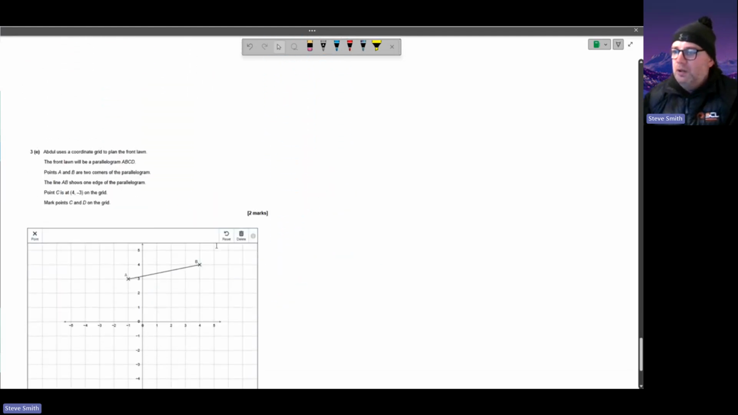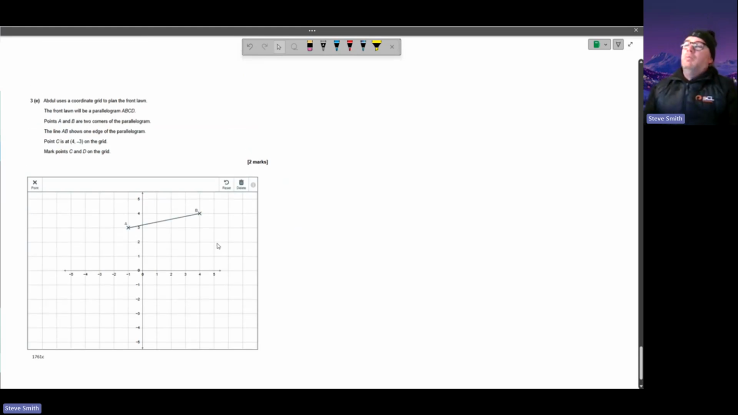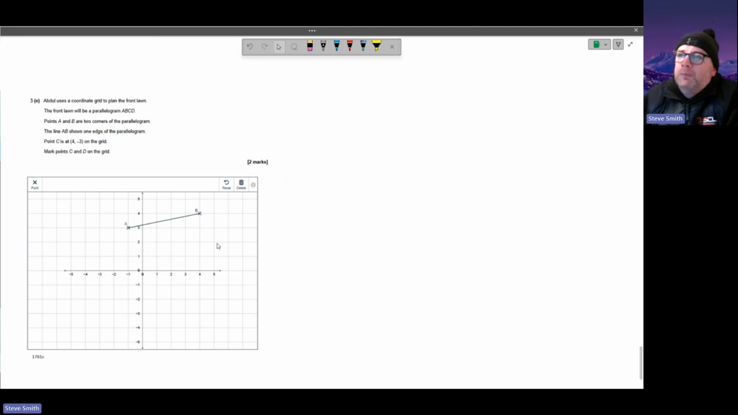Let's scroll down. I think that's a bit smaller than the rest, but it's the last question, so I won't make it any bigger. Abdul uses a coordinate grid to plan the front lawn. The front lawn will be a parallelogram.